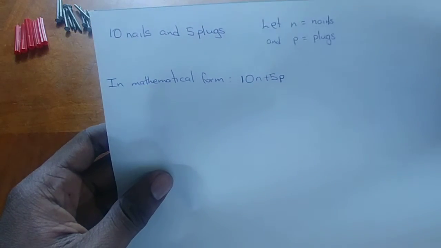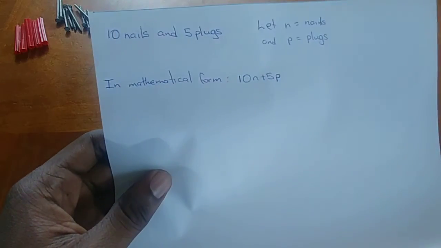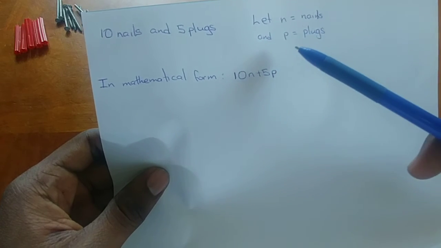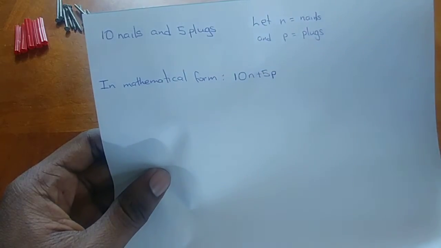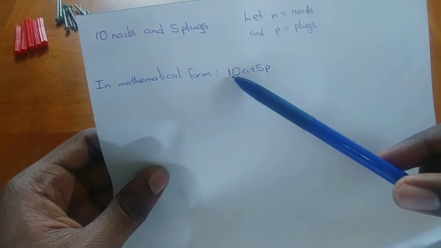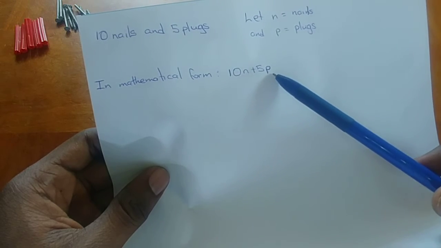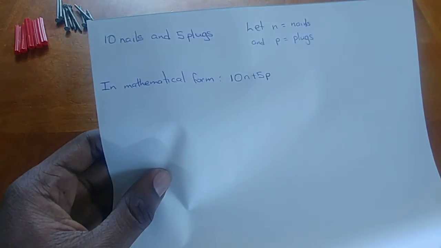But as I said in a previous video, mathematicians are lazy, so we do not like to write a lot. So we're going to say that N represents nails and P represents plugs. So in a reduced mathematical form, we basically say we have 10n and 5p. Now we want to put these in groups. So now let's go back to our manipulatives here.